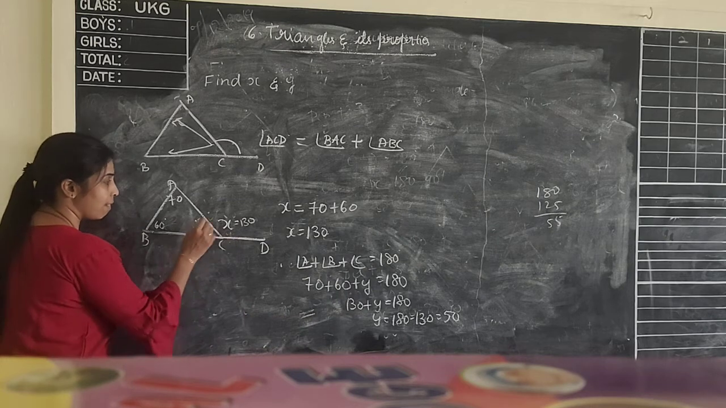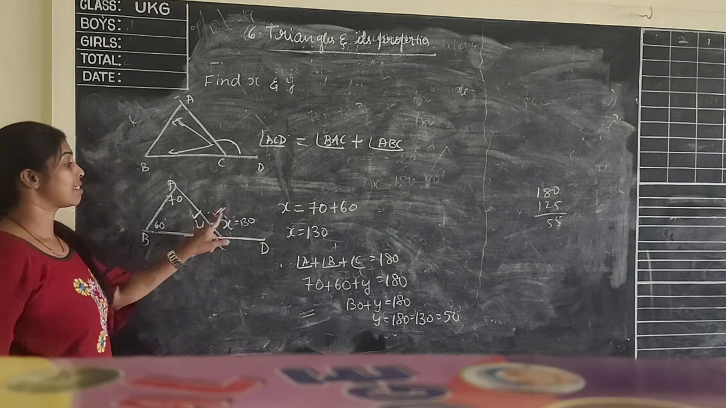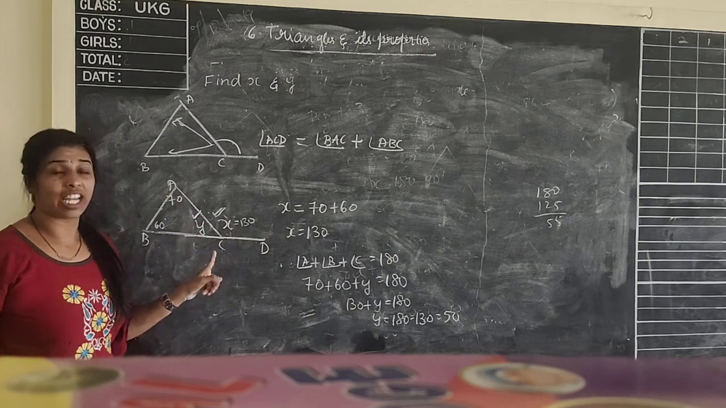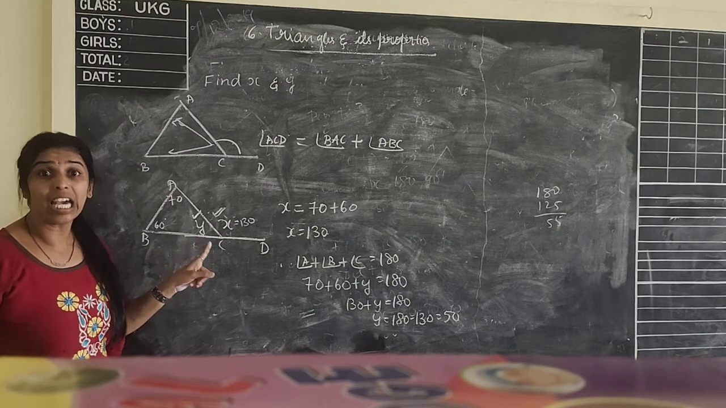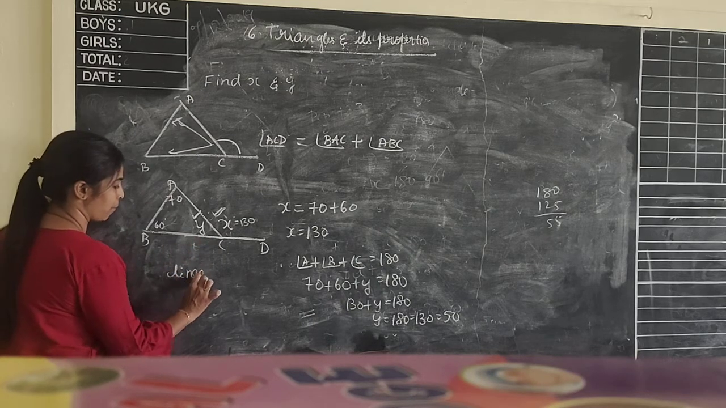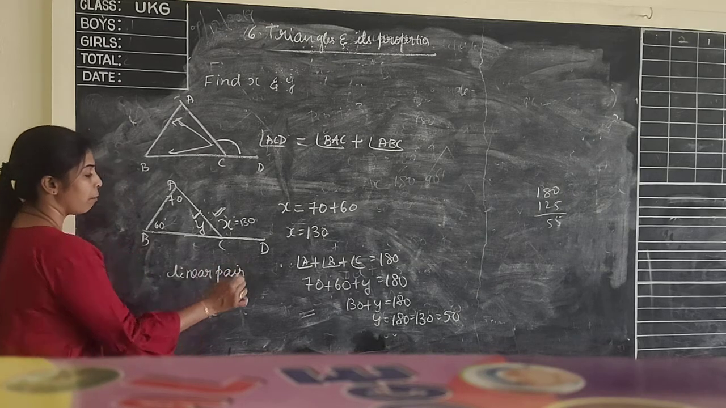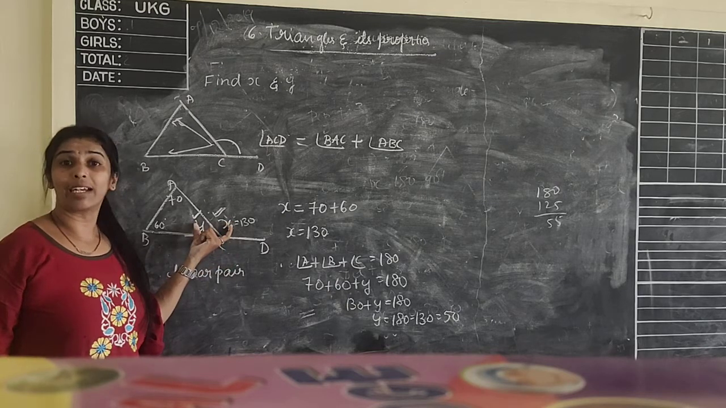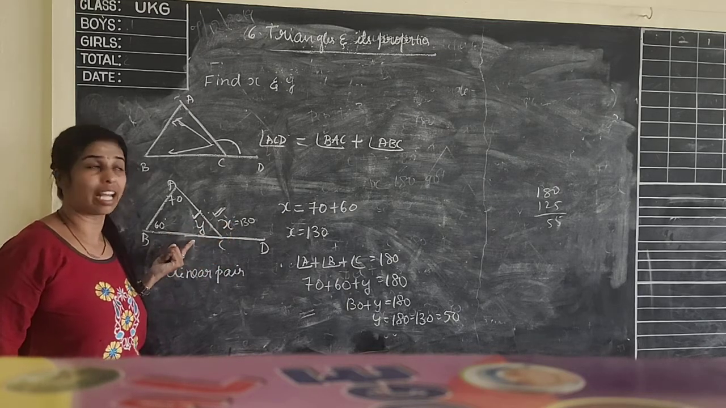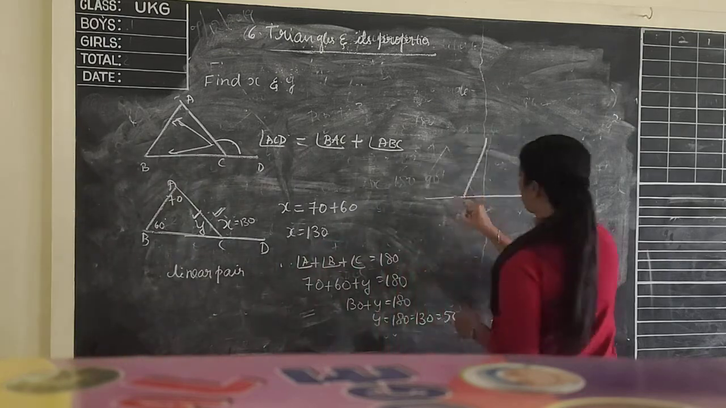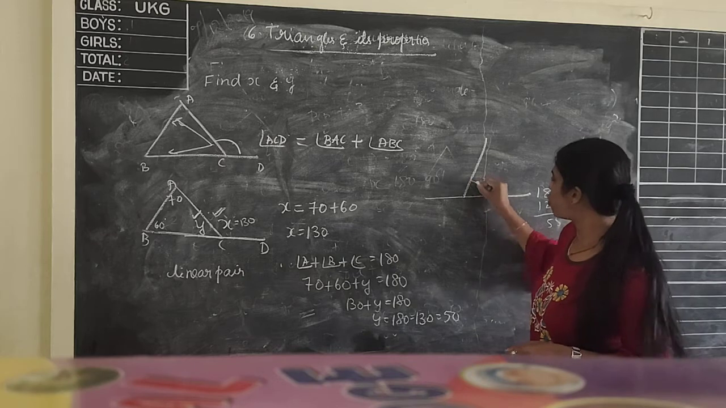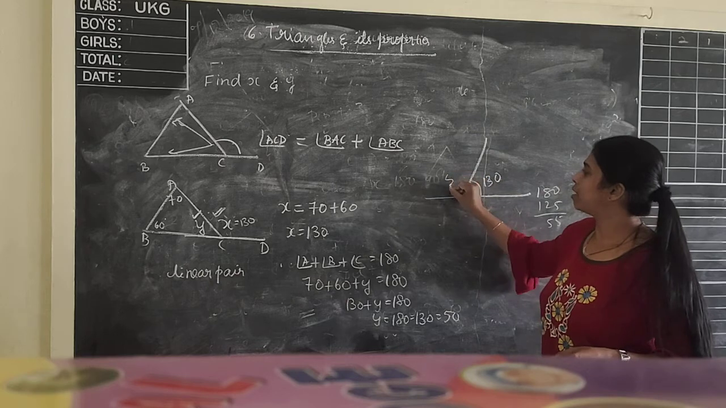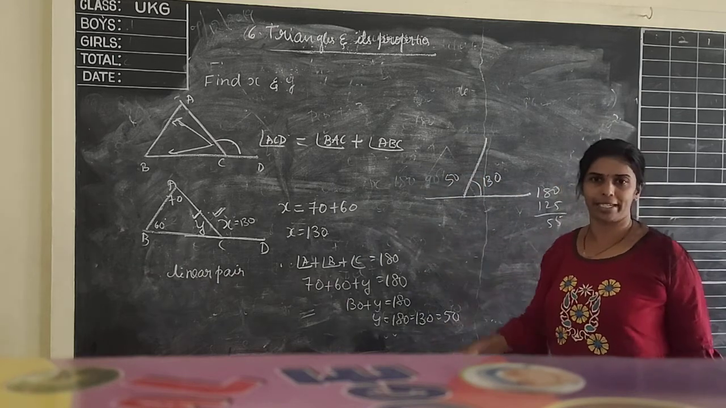One more way. This and this angle are standing on a straight line. If angles are standing on a straight line, we call them a linear pair. Means the sum of these two must be 180. Straight line angle is 180. If this is 130, these two together are 180, so what remains? It is 50.